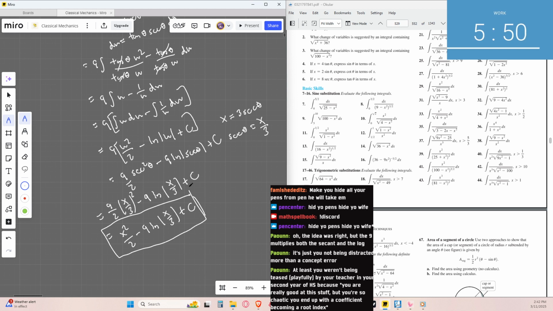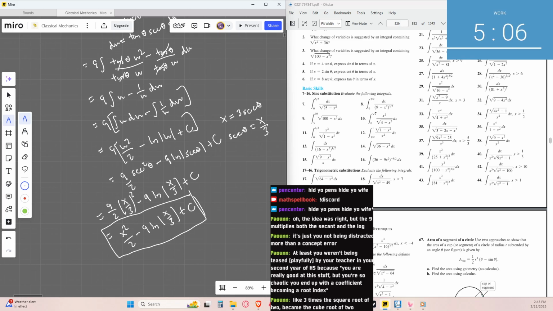I mean, that looks nice for a solution. At least you weren't being teased playfully by your teacher in second year of high school because you're really good at this stuff, but you're so chaotic. You end up with a coefficient coming a root index. Coefficient. I'm just looking at what you meant by that, but maybe the original problem, or the way I did it. Dang, we only have 5 minutes left. Like 3 times the square root of 2, because this is the cube root of 2. Oh, okay.